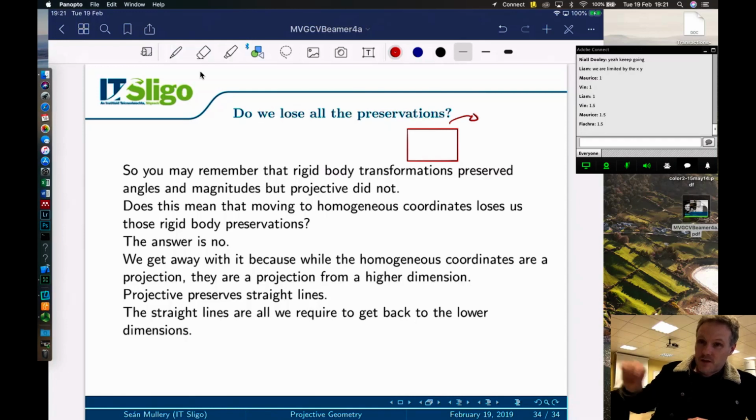The projective uses everything, it works on lines, and those lines are retained. Okay, so we preserve the straight lines, and because we preserve the straight lines, the points that are related to them in the lower dimensions, it doesn't affect any of their other preservations. So the straight lines are all we require to get back to the lower dimensions, and therefore we don't lose any of that.